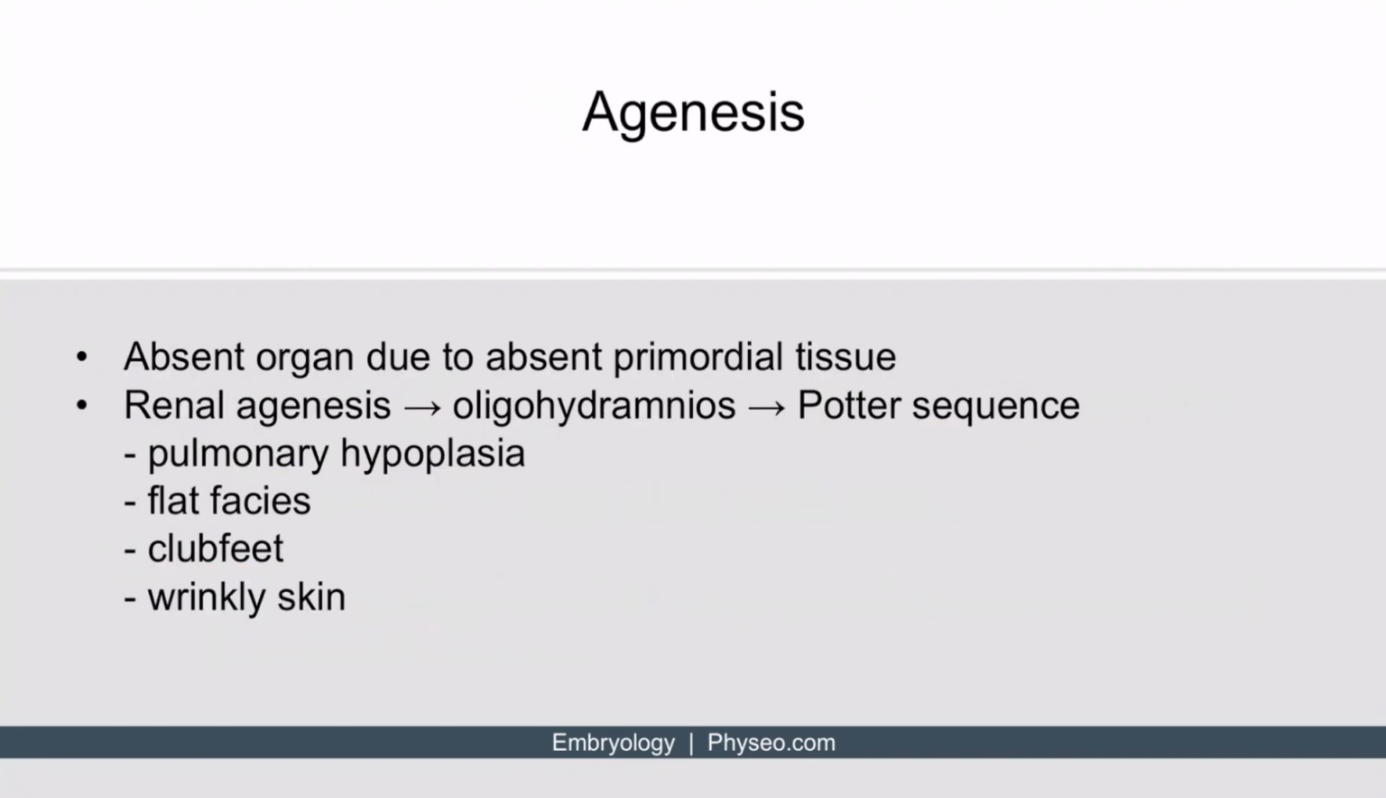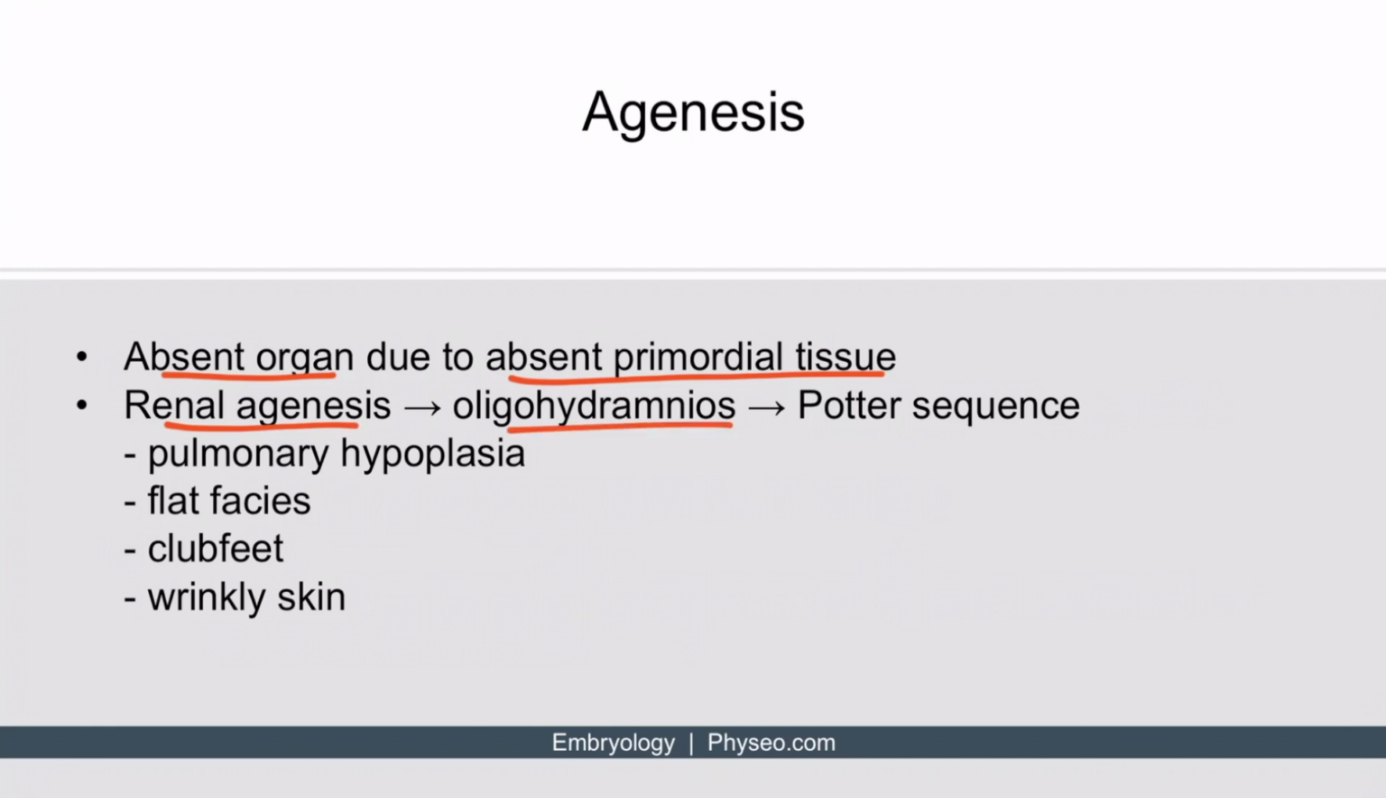The first intrinsic error we'll discuss is agenesis. Agenesis is defined as an absent organ due to absent primordial tissue. A great example of this is renal agenesis. This is a defect in the fetus which results in absent kidney development. Because the kidneys are essential for amniotic fluid production, less amniotic fluid is produced, which is also called oligohydramnios.